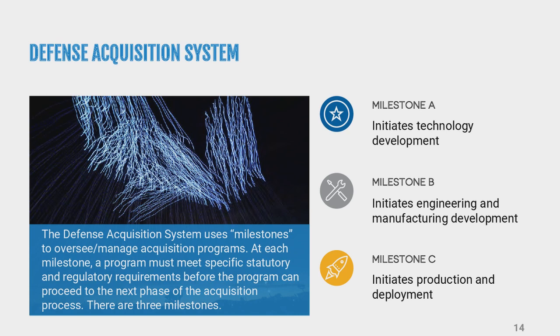Milestone A, when someone makes a milestone A decision and says go, that initiates the technology development. Milestone B initiates engineering and manufacturing development. And milestone C initiates production and deployment.